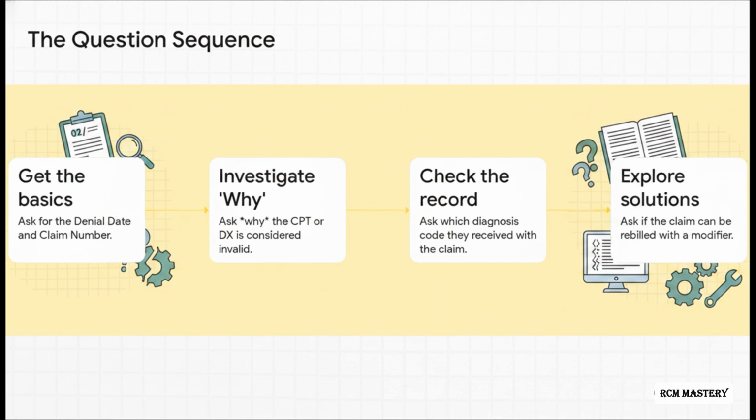Okay, here's your 4-step script. 1. Get the basics. You've got to ask for the denial date and the claim number. You need those for your notes. 2. Investigate the why. This is the big one. You ask, can you tell me exactly why this CPT or diagnosis code is considered invalid? 3. Check what they have on record. Just ask, which diagnosis code did you actually receive with the claim? You'd be surprised how often it's just a simple mix-up. And finally, number 4, you start exploring solutions. Ask them, can this claim be rebilled if we add a modifier? This question shows you're already looking for a way forward.